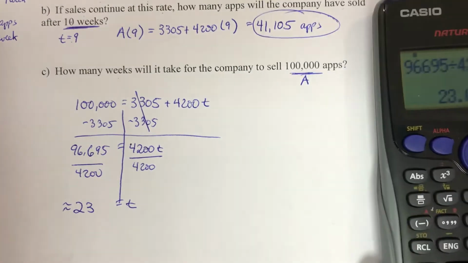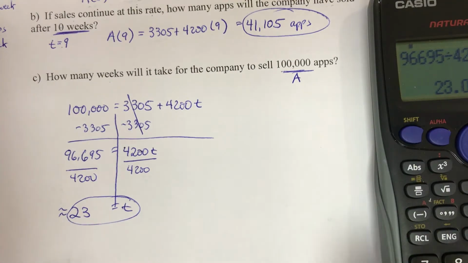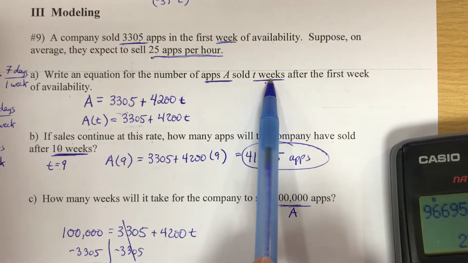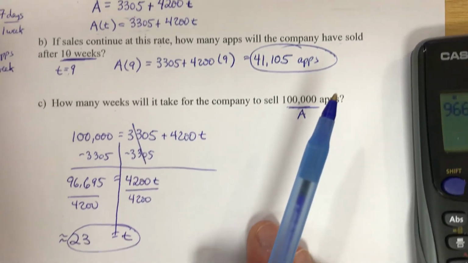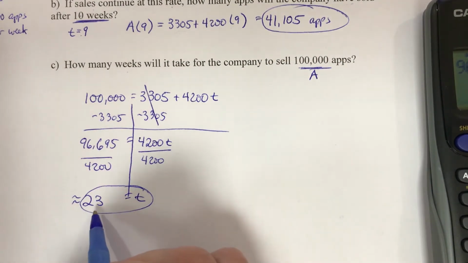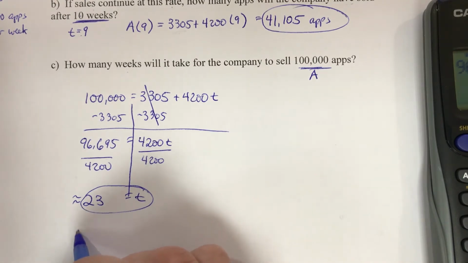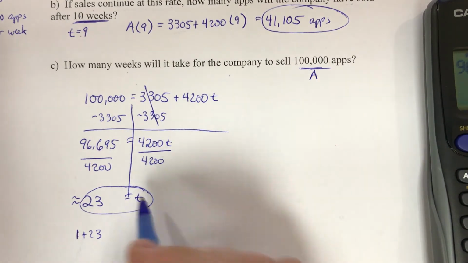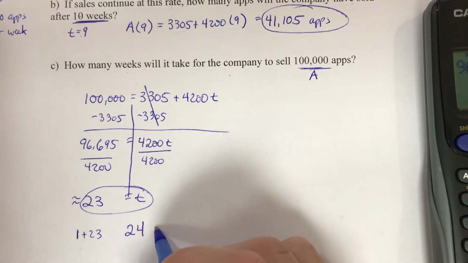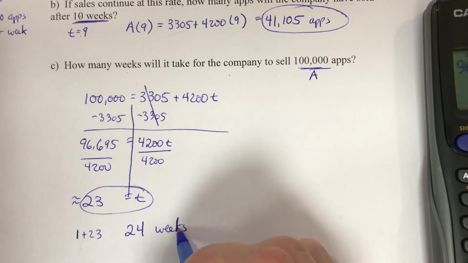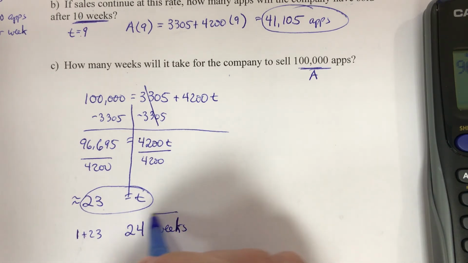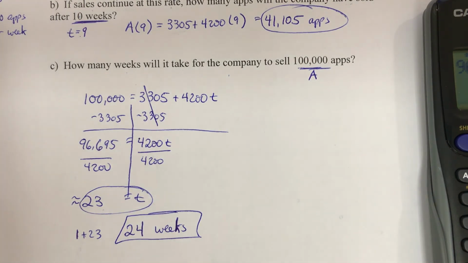Now remember that T represents sold T weeks after the first week of availability. So it's going to take 23 more weeks after the first week. How many weeks will it take to sell 100,000 apps? I would say 24 weeks. T is 23, but that's the number of weeks after the first week, so I add that first week. It's going to take us 24 weeks to sell that. And that is the end of the notes.